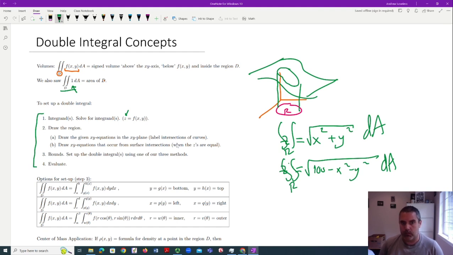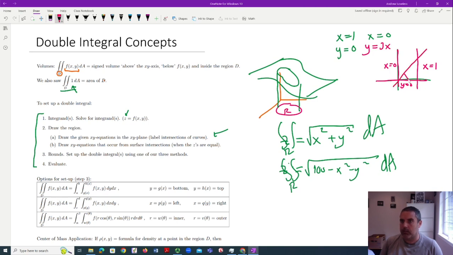Then you draw the region. You graph any given xy equations. For example, if it says x equals 1, y equals 0, x equals 0, you would graph all those things. In that situation, you might find there's not enough information. Either they need to give you more information, like y equals 3x, in which case you could graph it and then shade, or maybe the surfaces intersect themselves, and we saw some examples where that happens. If you go to draw and you can't, then your job is to find when the z's intersect.